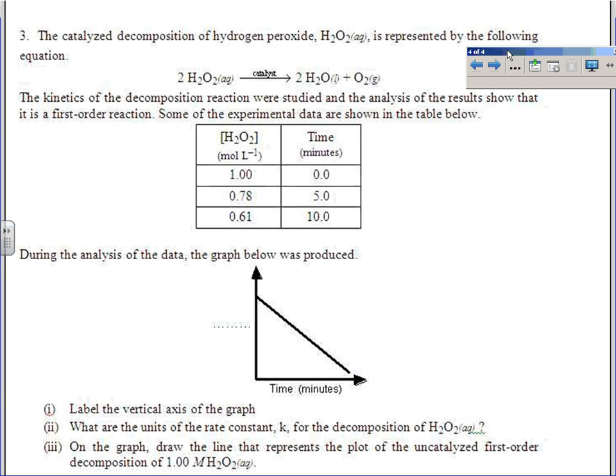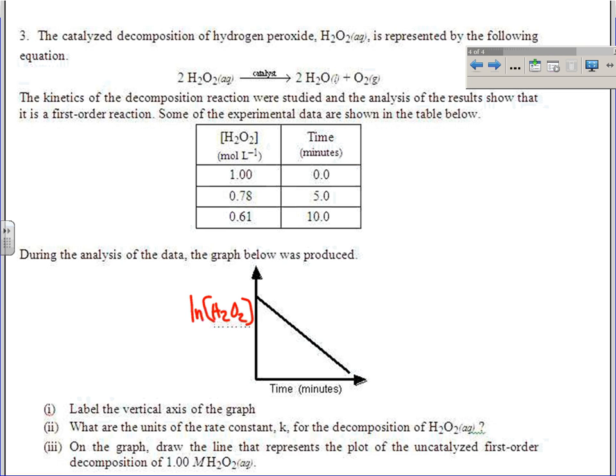Now, during the analysis, the graph below was produced. So they have a graph here. Notice the y-axis at this point is not labeled. And that's actually the first thing they ask you to do, label the vertical axis. Well, remember, what would be linear, and this is showing a linear relationship, would be the natural log of the concentration. So that has to be my y-axis.